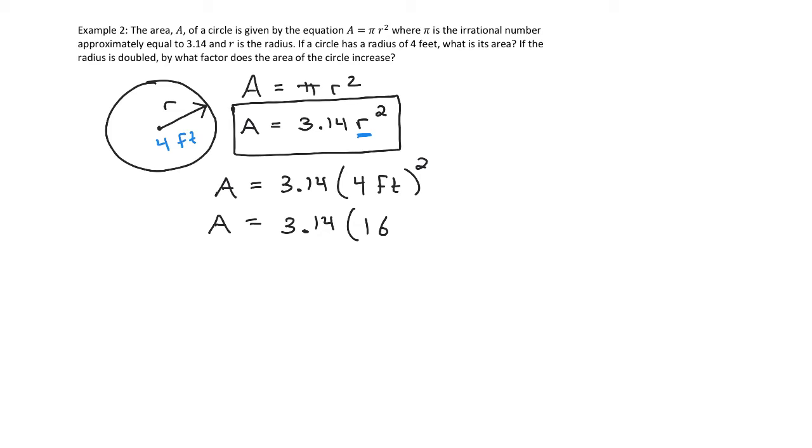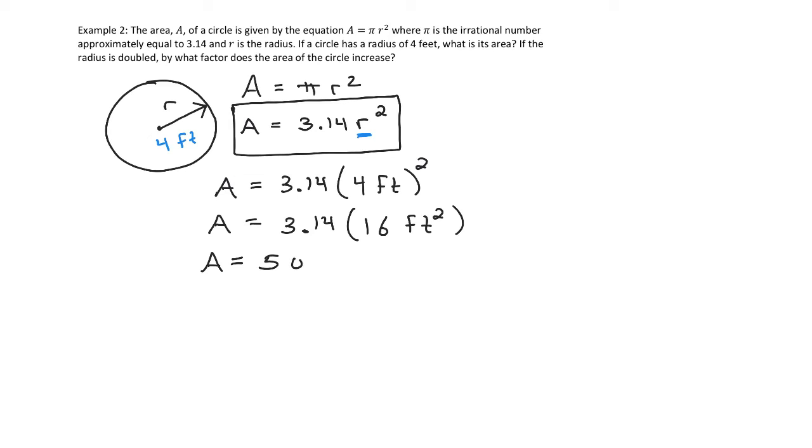This is 3.14. If you square 4, you get 16. But I'm going to include one other thing here. You're not only squaring 4, you're also squaring the unit of measurement. So that's saying feet times feet, and that's often just called square feet. So I squared 4, I squared feet, I got 16, and I got square feet. The last part is to multiply 16 and 3.14. All right, and for that, I get 50.24.